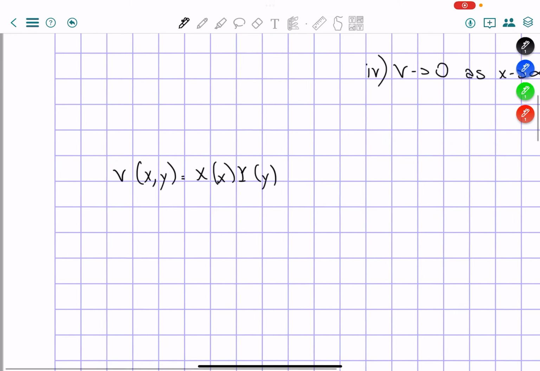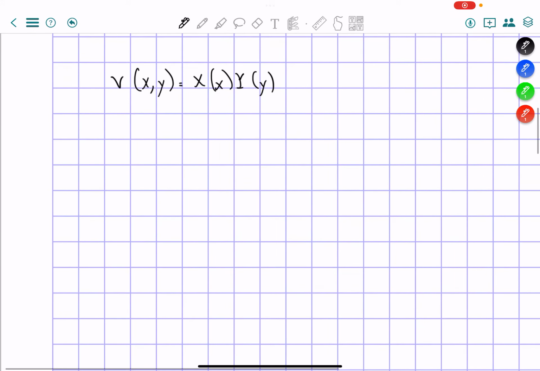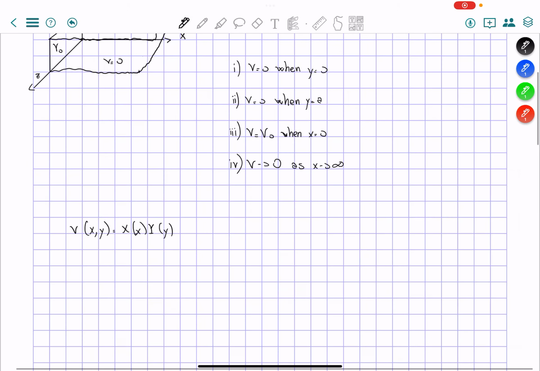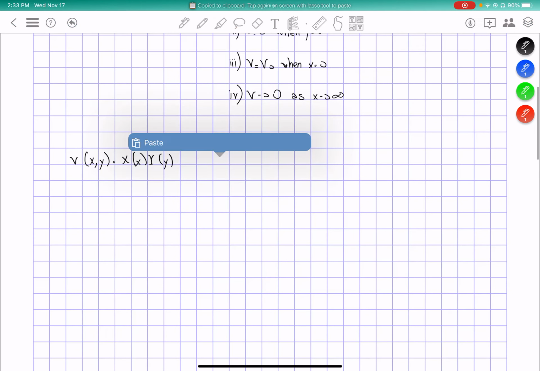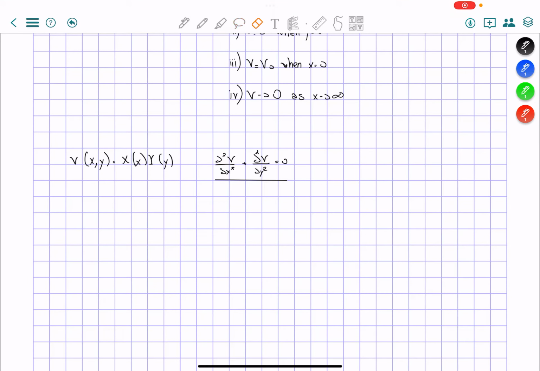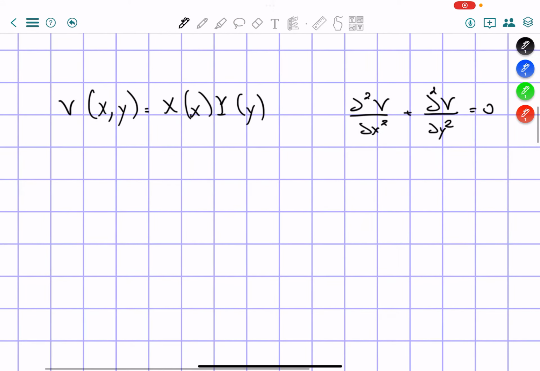So now what we're going to do is divide our equation and rewrite it the way we should. So first of all, we're going to take Laplace's equation, what we have up here, let me copy it and paste it. And we have to put it together. So we know that, for example, the partial derivative squared of V over dx squared plus the partial derivative squared of V over dy squared equals 0.